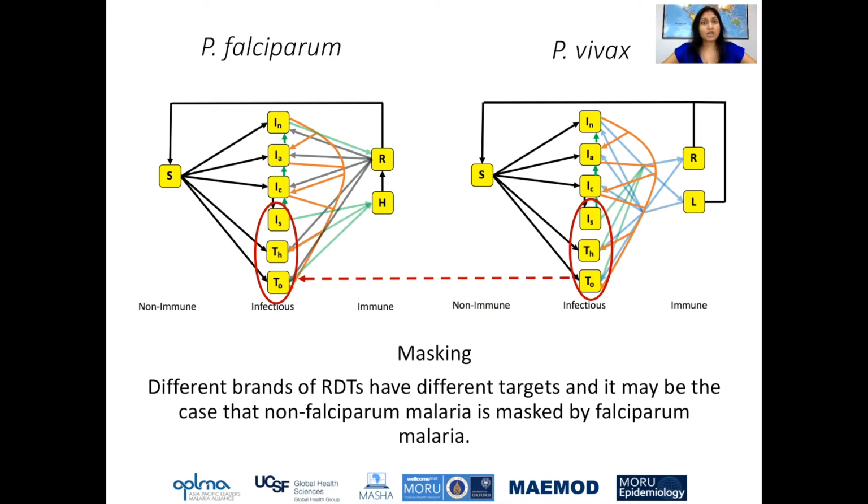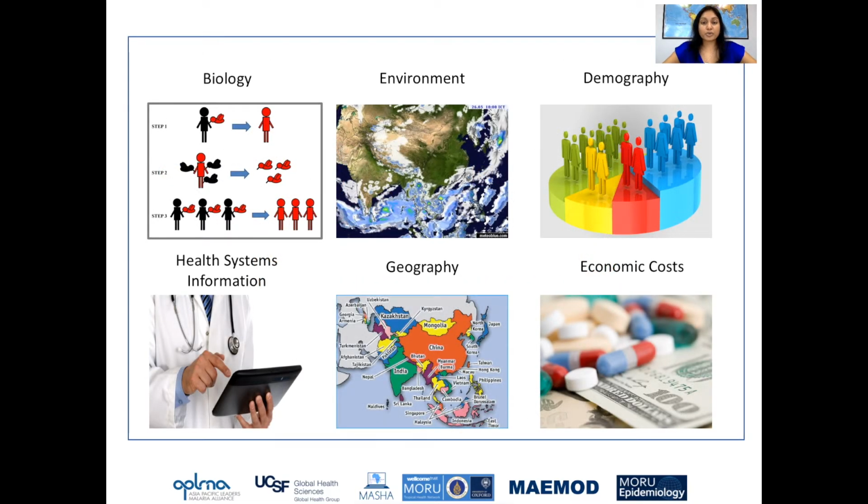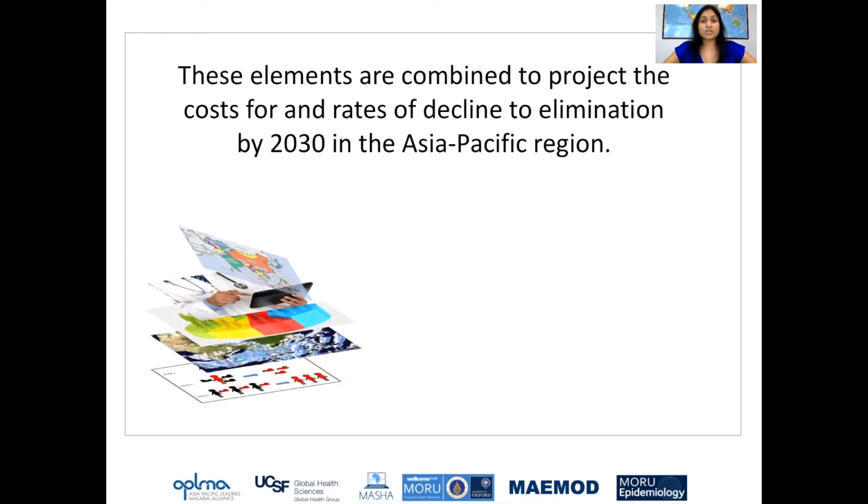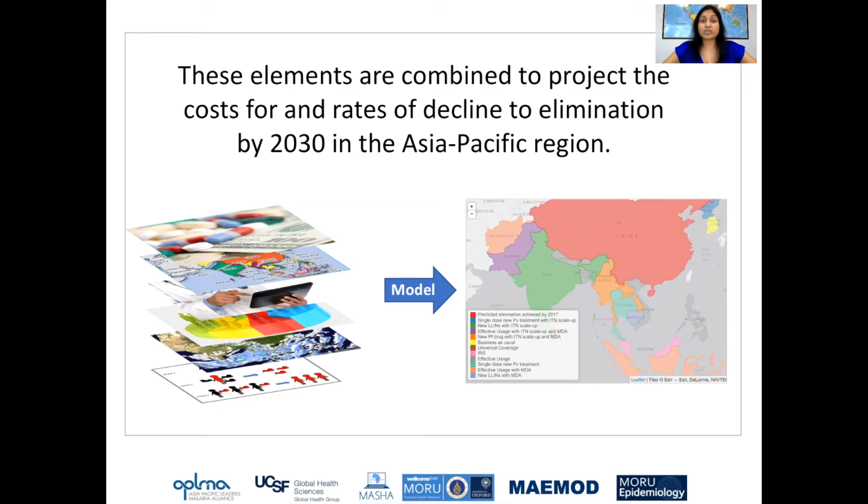Malaria infections are not always correctly diagnosed. Different brands of rapid diagnostic tests have different targets, and it may be the case that non-falciparum malaria is masked by and hence treated as falciparum malaria. In summary, mathematical models require all these inputs: the biology of the disease, the spatial resolution, environmental factors, health and economic data, in order to combine all these elements in a model to test a set of interventions to predict the costs for and the rates of decline to elimination by 2030 in the Asia-Pacific region.